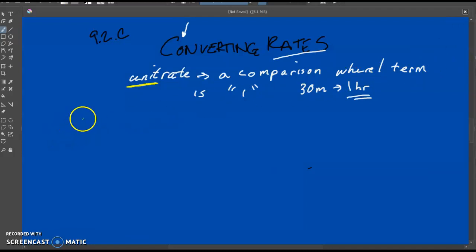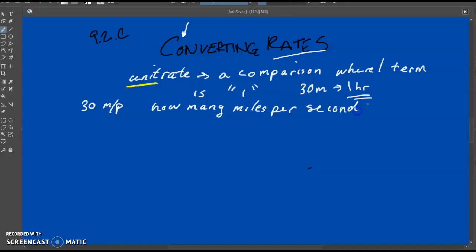All right, so let's say, for example, I were to tell you that a car is going 30 miles per hour, and I ask you how many miles per second is that? Right? So we're taking this information right here, which is miles per hour, and we are trying to figure out how many miles per second is that. And obviously, if you write this down, this would be miles per hour. This would be miles per second. So you can tell that the miles is going to stay the same, but we need to change this hour into seconds.